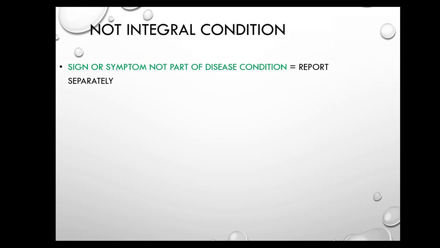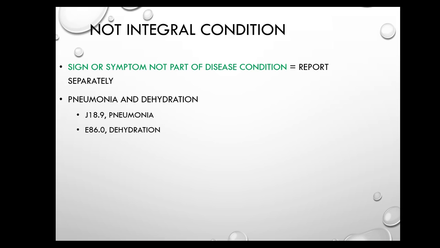Here's an example of when the conditions are not integral to the diagnosis. The sign or symptom is not a part of the disease or the condition. In those cases, we will report those particular diagnoses separately. We have pneumonia and dehydration reported or documented at the same time. Here's J18.9 for pneumonia. We also code the E86.0 for dehydration.